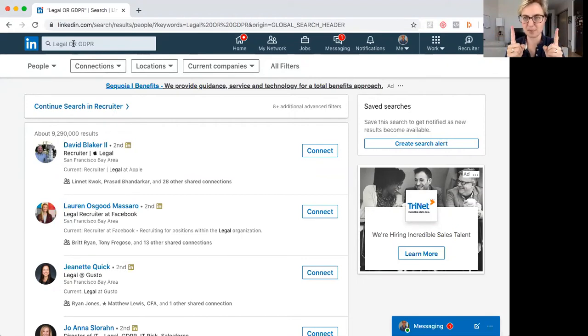So this is my first tip. This is the AND OR Boolean operators to make the most out of LinkedIn. I hope this is going to be helpful for you. I do have some more examples.